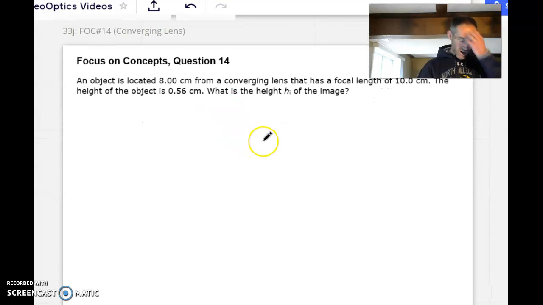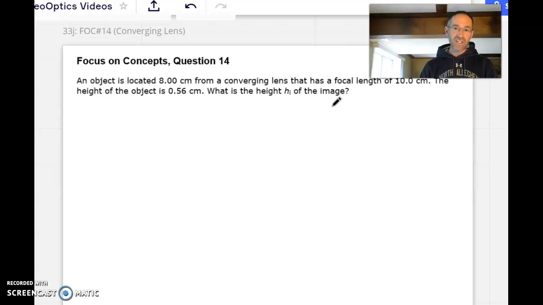And so here I have an object that's located 8 centimeters from a converging lens that has a focal length of 10 centimeters. The height of the object is 0.56 centimeters. What's the height of the image? Now, on something like this, we know we're going to use the thin lens equation, and a lot of people just jump right to the thin lens equation.